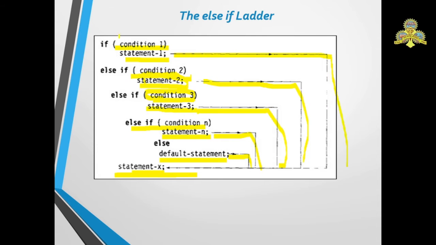See here, in the first if statement, if the condition becomes true, then statement 1 will be executed. Its associated part, statement 1, will be executed. This is the true part for condition 1. If condition 1 becomes true, then its associated part, statement 1, is executed and the control is transferred to statement X, and it will skip the rest of the ladder. It means it will skip all these parts.